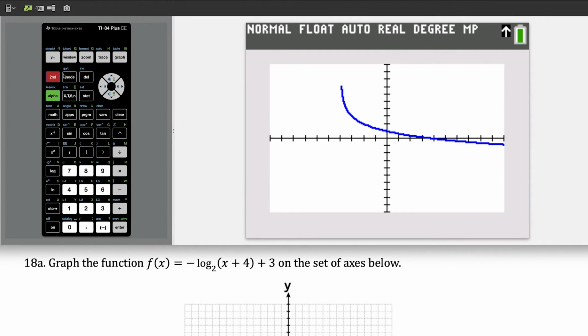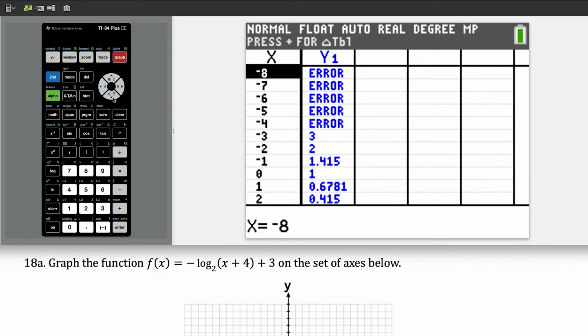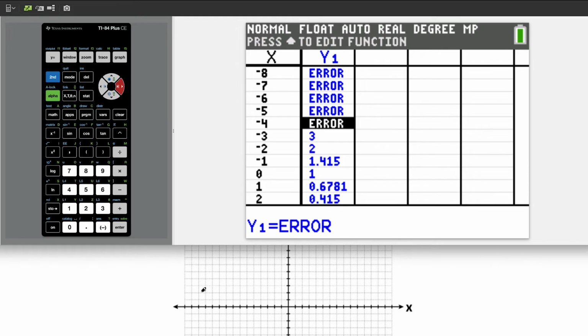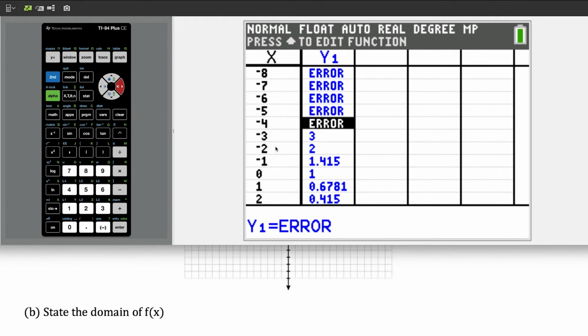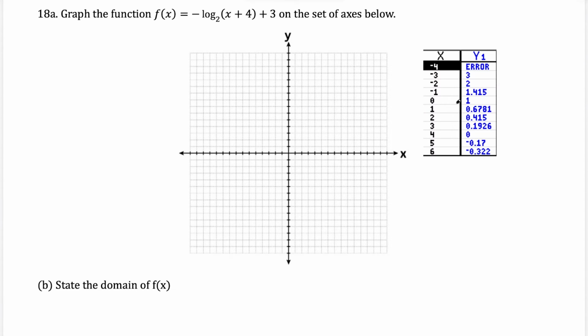And for precision, I'm going to press second graph and go to the table here, and I'm going to copy down the values where we have integer y values. I don't want to use these decimal values here when I'm making the graph. And notice that when we get to -4, we get an error in the y column here. And this is suggesting that our domain is going to be starting somewhere in the neighborhood of -4, but we'll talk about how to get something precise for part B. So now we'll just copy down the significant points from the table. I'll plot the points and connect them.